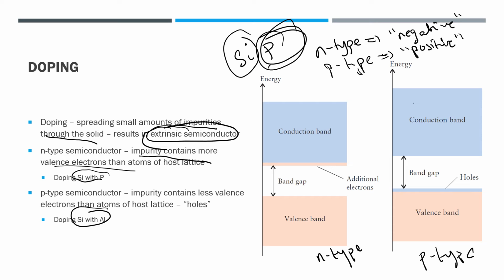And what does that mean? Now that we have a partially filled conduction band, there are electrons in the conduction band, which means these electrons can move around in the solid and be conductive.